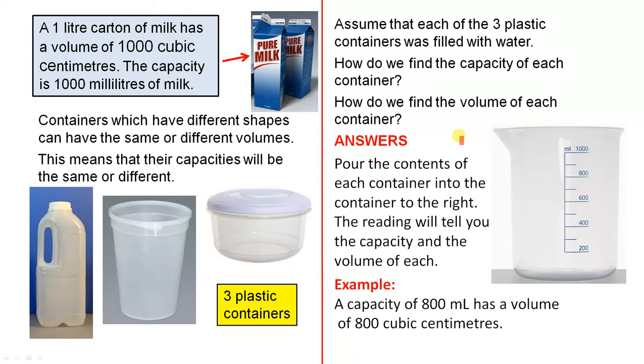Let's look at the answers. Pour the contents of each container into the container to the right. This one here. The reading will tell you the capacity and the volume of each. Let's look at one example. A capacity of 800 millilitres has a volume of 800 cubic centimetres. So let's assume one of the containers, when we poured the liquid in, the liquid came up to this measure here, right up to 800 millilitres. That's the capacity of the container. However, the volume of the container will be 800 cubic centimetres.